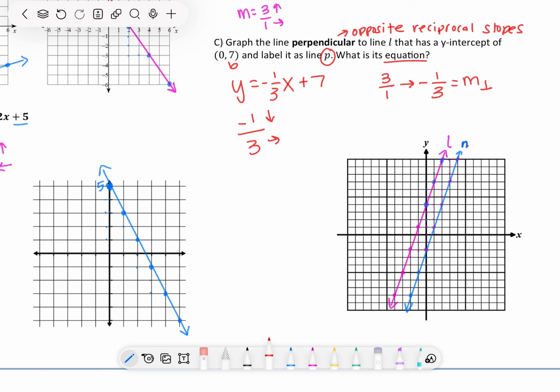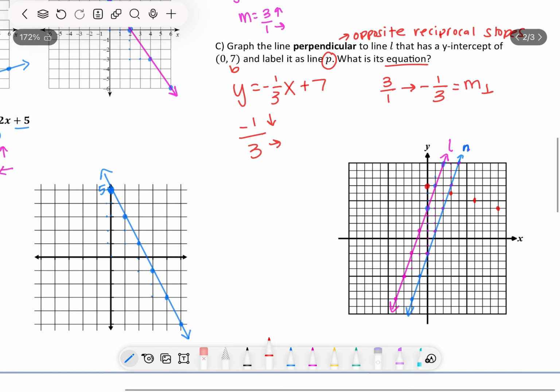So positive 7 is there. From 0, count up 7. Go down 1 over 3, down 1 over 3, down 1 over 3. And then to get points on the other side, remember, reverse it. So we went down and right. Now we're going to go up and left. So up 1, left 3, up 1, left 3, up 1, left 3. And now we're going to draw our line with arrows. And it says that this line is going to be line P. So I'll put a P here near the end.